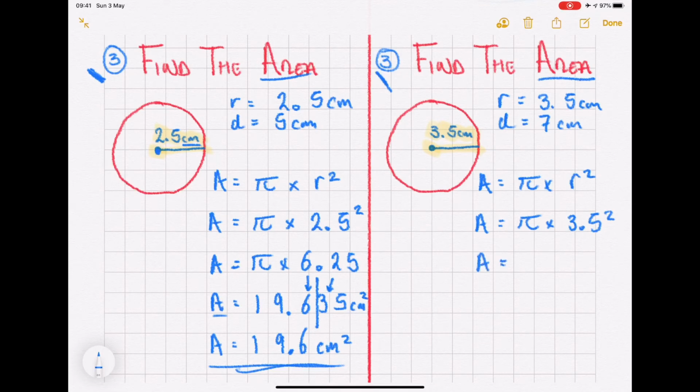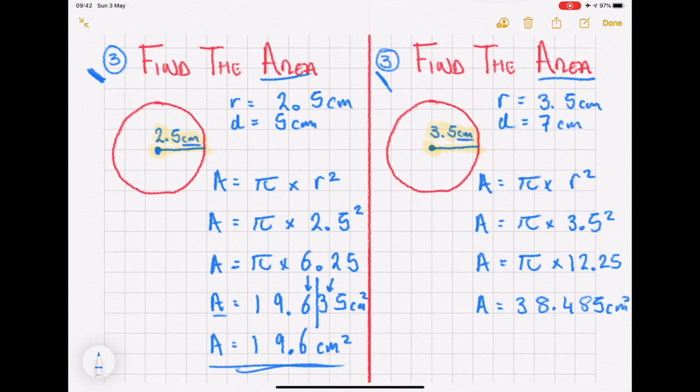Fantastic. And then we actually square our 3.5. And if you do, you get 12.25. So our area is pi times by 12.25, like that. Now let's type that all into a calculator. And if you do, you end up with the area equals 38.485 centimetres squared. It's area, so it's squared, and we're working in centimetres, so it's centimetres squared.